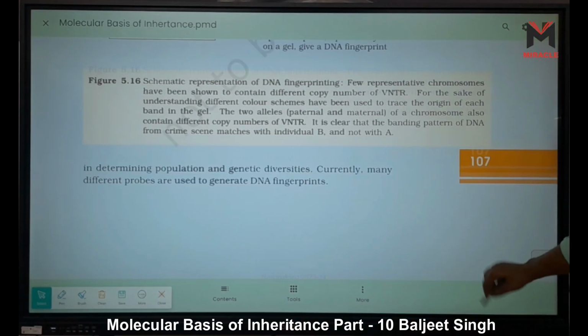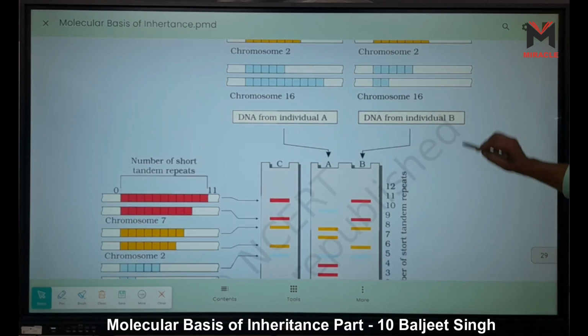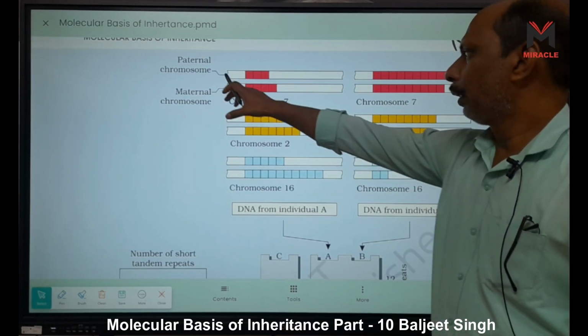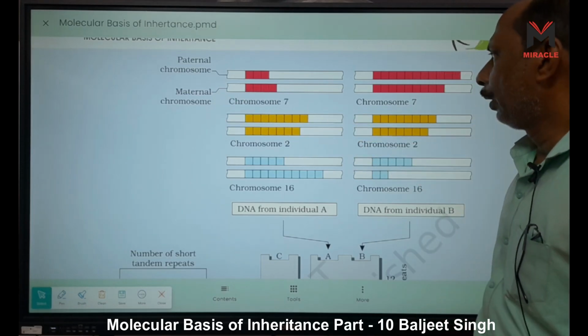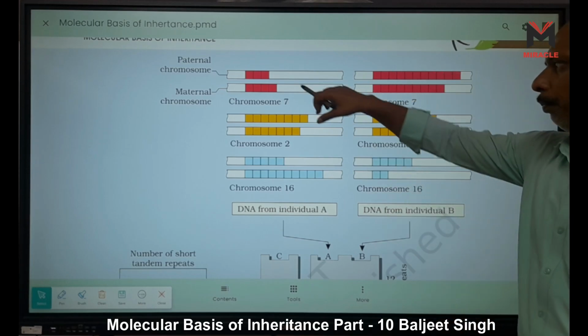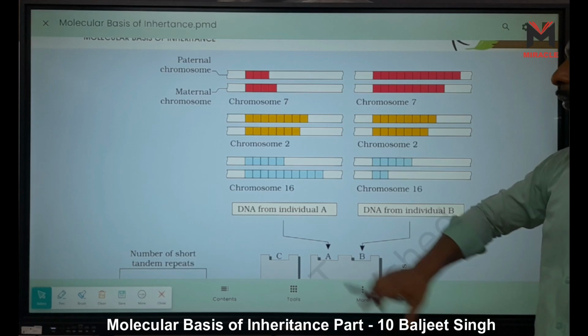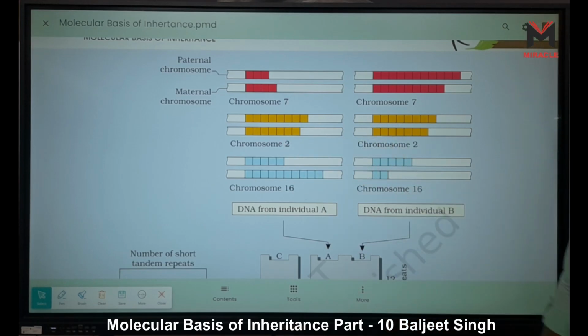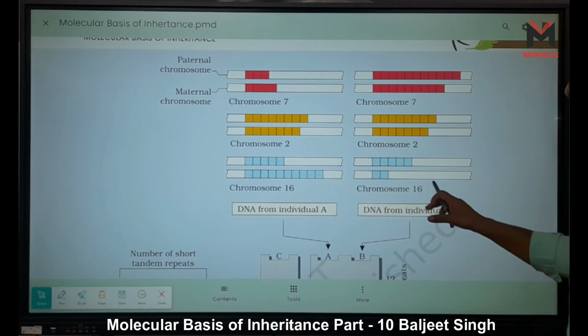And here you can see this figure and understand, right? This is the paternal chromosome, and this one is the maternal chromosome. Chromosome number 7 and chromosome number 7, right? Now this is chromosome 7. You can understand this one matches. Chromosome 2nd, matching or not matching, right? Chromosome 16, are they matched? We can say not matched, right?